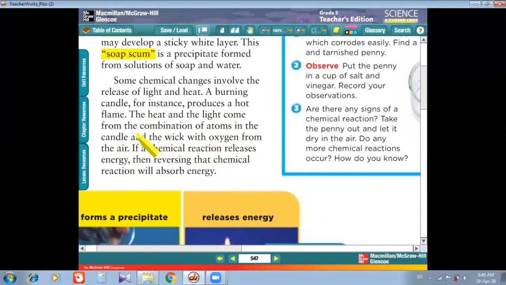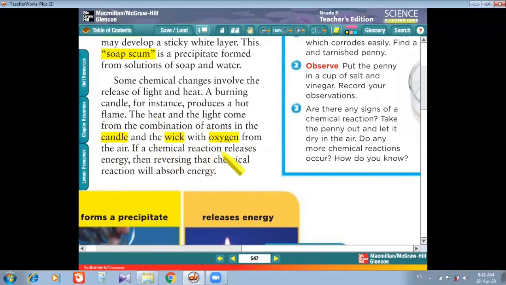Now what happens when we burn a candle? We get heat and light. Where does it come from? It comes from the combination of atoms in the candle and wick. When the atoms in the candle and wick react with oxygen from the air, the candle burns. So we say that it's a chemical reaction.